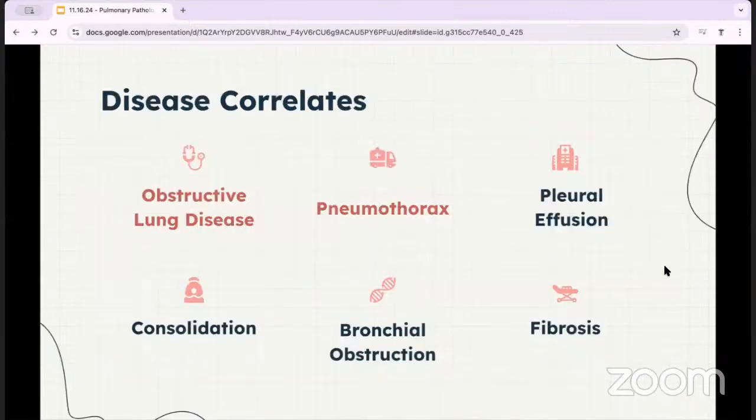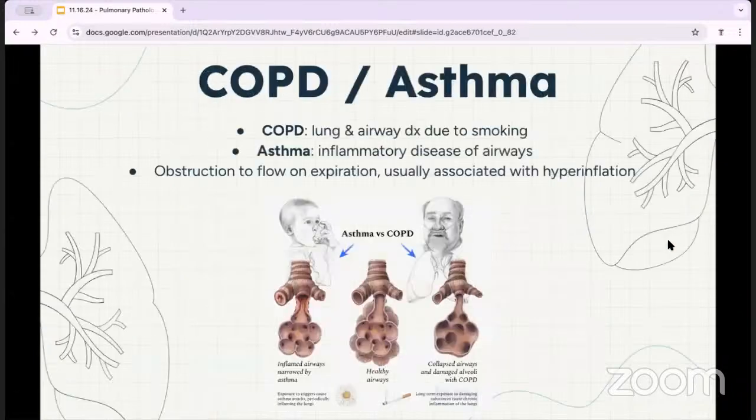Now let's talk about some disease correlates. We're going to go over obstructive lung disease, pneumothorax, and also pleural effusion. We might not have time to go through consolidations and fibrosis, but we'll see. I do have the slides ready, but just for purposes of time, I'll at least go through the first three, and then we'll do a couple of case studies on those.